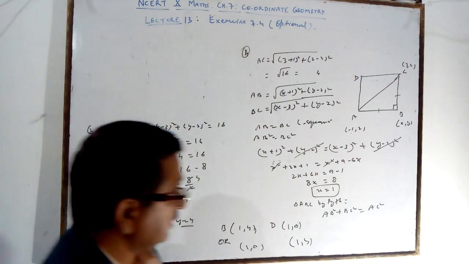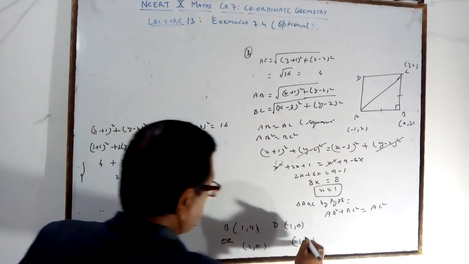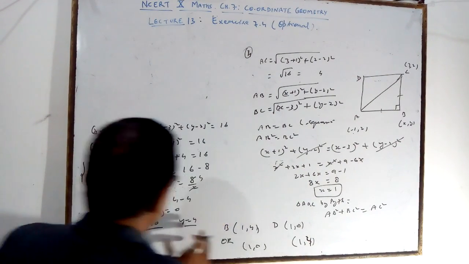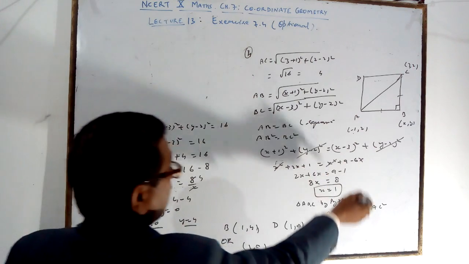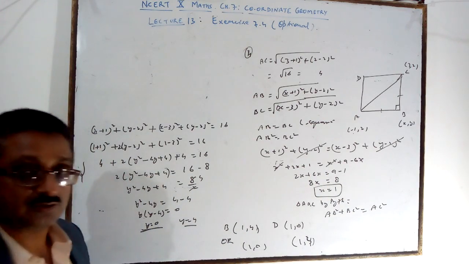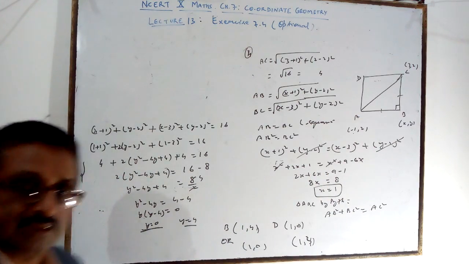So these are the opposite vertices, (1, 0) and (1, 4): two values of y giving you one value of x. That's all for today. We'll tell you in the next lecture of this part.